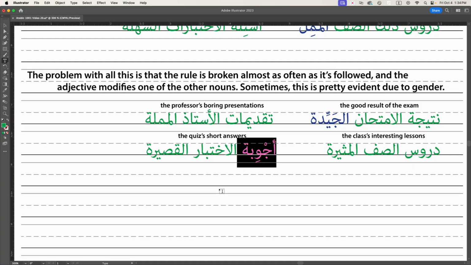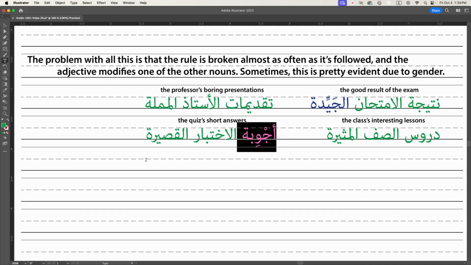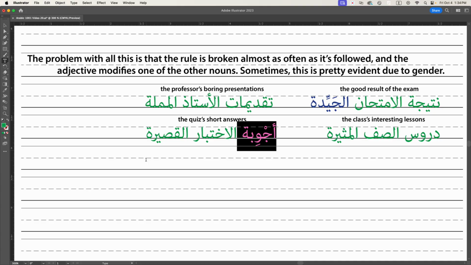Again, at your level as a novice Arabic speaker, concentrate on getting the really simple things like this right. And if you have to ask for clarification, which one's which? Is it the quiz that is short, or is it the answers that are short?